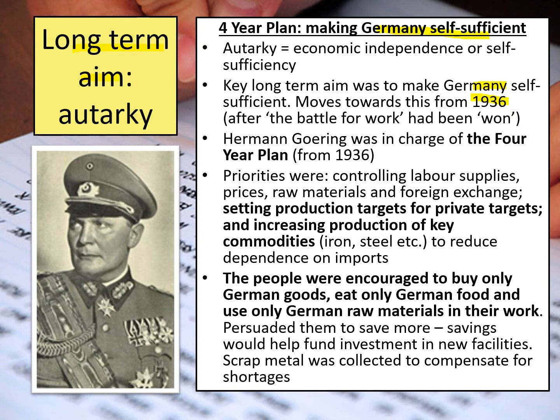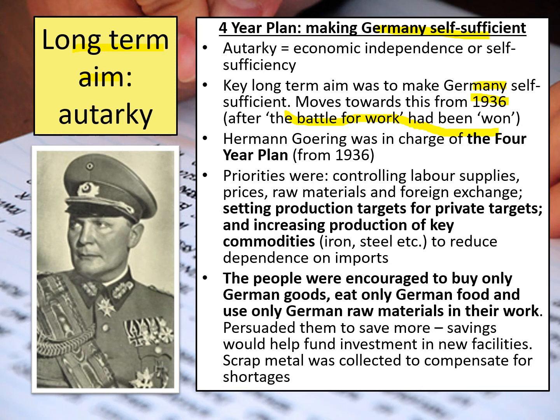And the reason they choose this date is because that's when the so-called Battle for Work had been won, and now they can focus on trying to achieve a different economic objective. The person that they put in charge of this was Hermann Göring, who you can see there. He was not an expert on the economy at all.